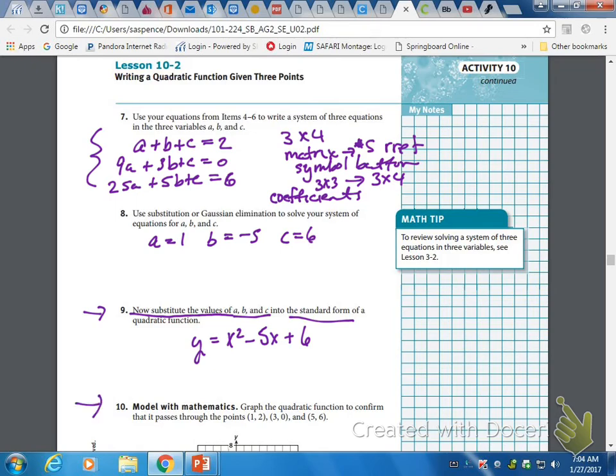I want you to go back to your calculator, graph it, and sketch it on number 10 for me, and confirm that it is passing through the points (1, 2), (3, 0), and (5, 6). Once you are done with this, you are going to turn to page 166, and work on 14 through 19. And I will see you guys next week.